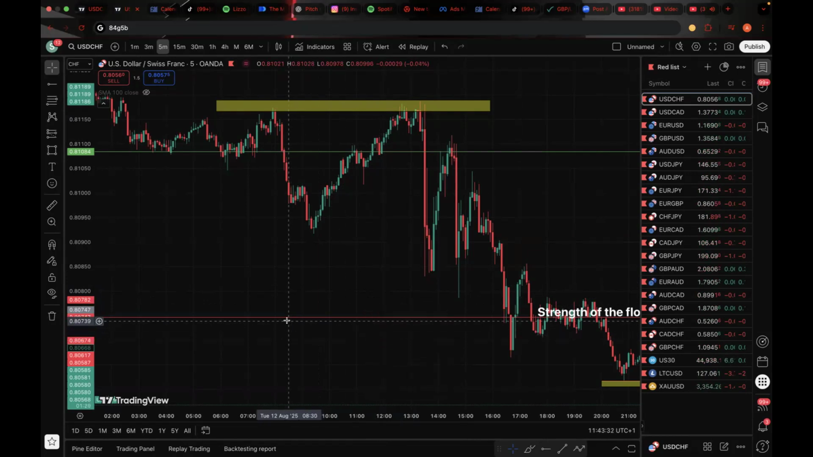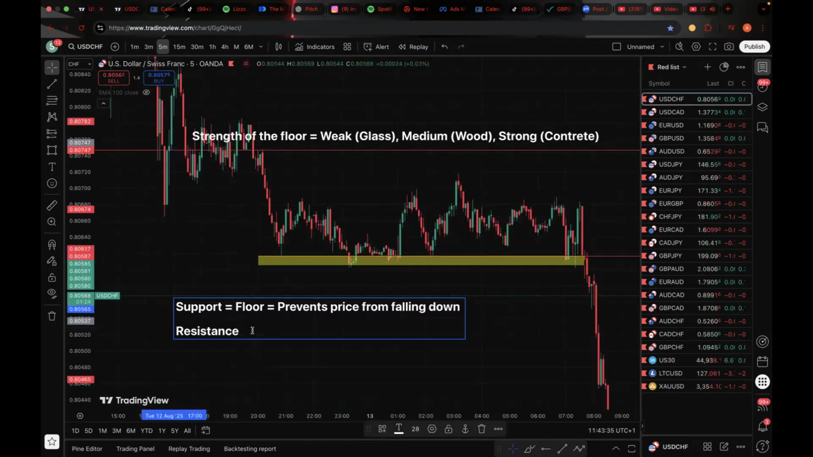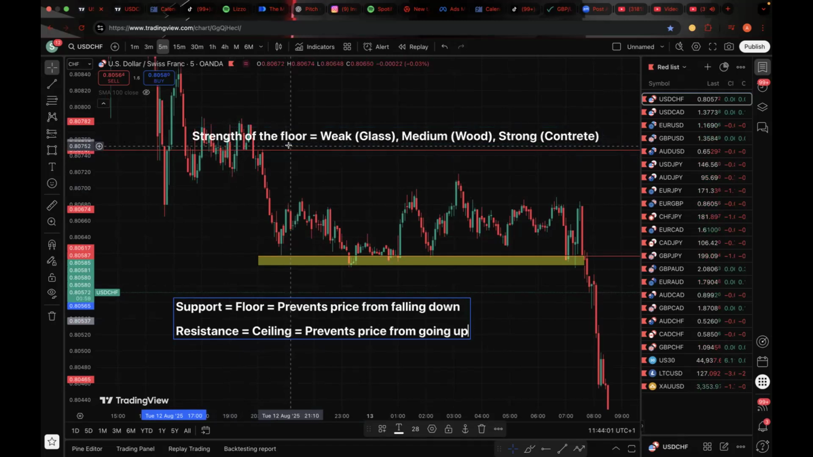Okay? And the same philosophy of the ceiling also happens to resistance. It prevents price from going up. So this same strength of floor still applies to strength of ceiling, exactly the same thing.